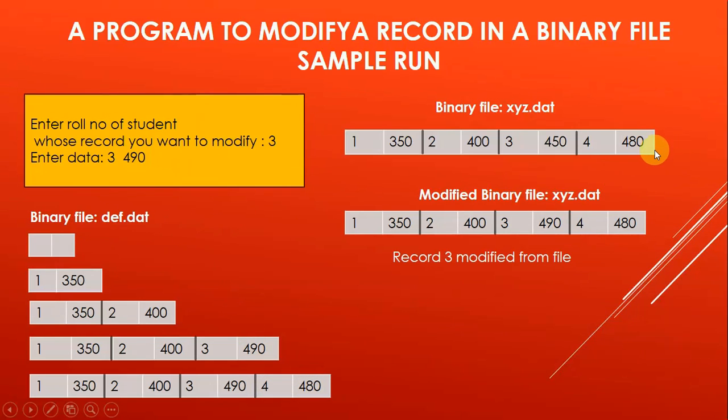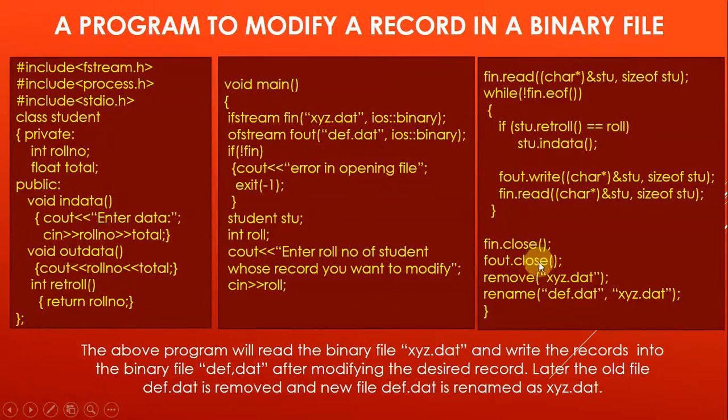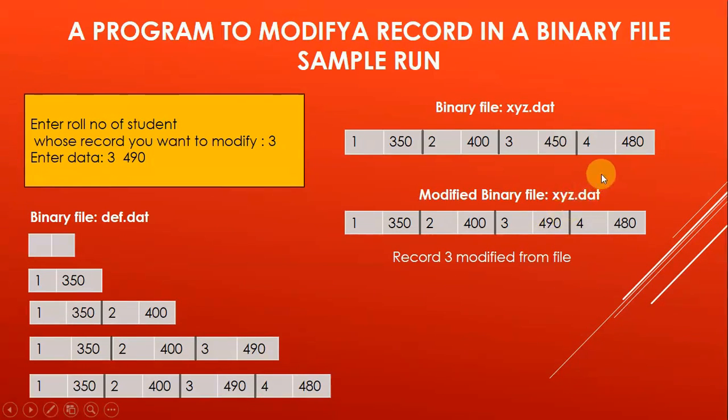Now my file has reached the end. XYZ has ended here. I will close both the files and then use the remove and rename statements. I will close both files xyz and def, and then I will remove xyz.dat and rename def.dat to xyz.dat. This is my modified file. You can see the record 3, 490, which was earlier 450, is now 490.